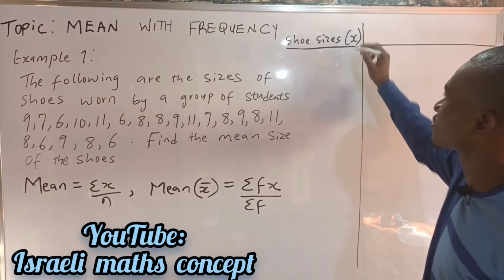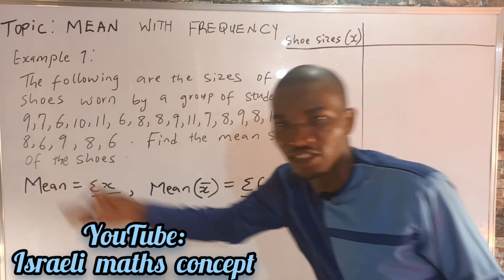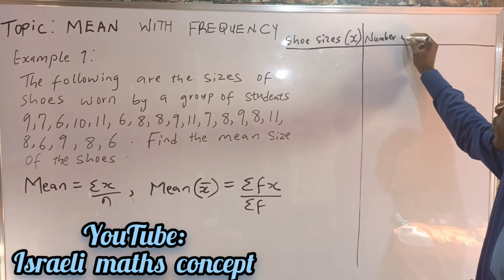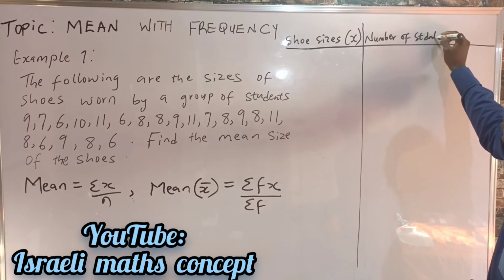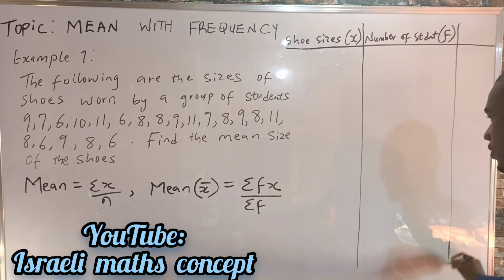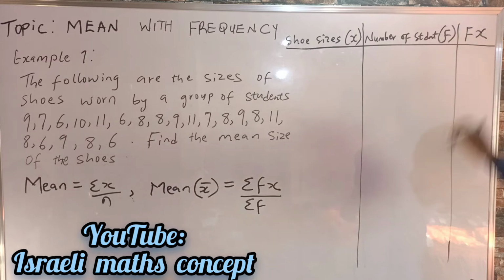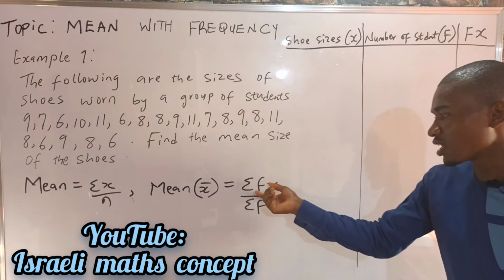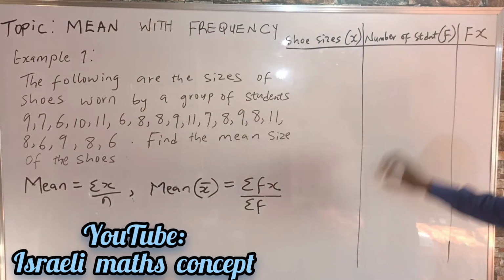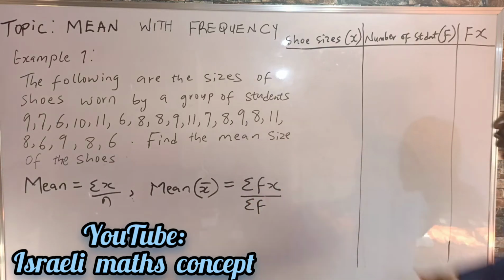That is our x. Then our f is the number of students with the same size of the shoes. So the number of students with the same size of the shoes, that is our f. Then the last parameter we have is the fx, that is the product of f and x. So we are through with entering the parameters in this formula in this given table. Okay, for the summation of f, I will show you what it means as we proceed to solve.